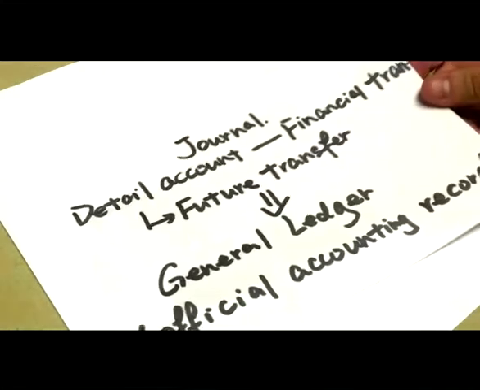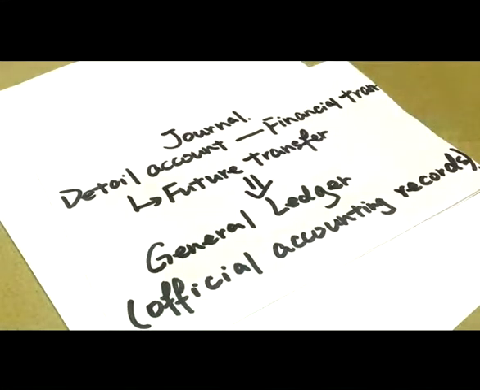Some people may wonder, what is a journal? Here is the answer. A journal is a detailed account that records all the financial transactions of a business, so that they can then be used for future transfer to other official accounting records. Here, the general ledger is one of the other official accounting records.